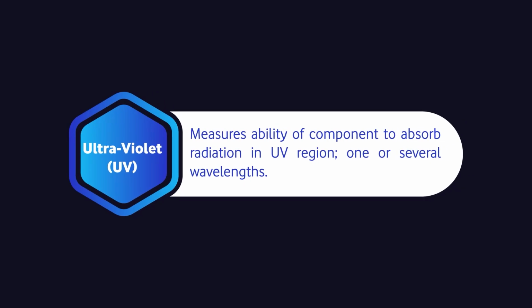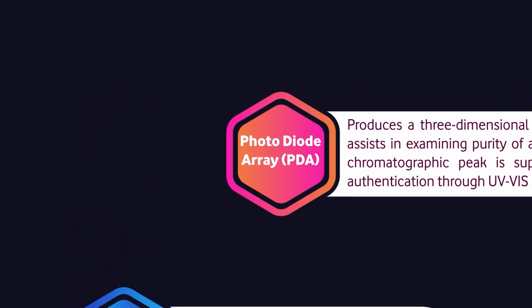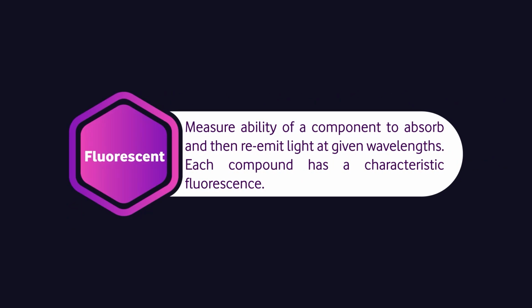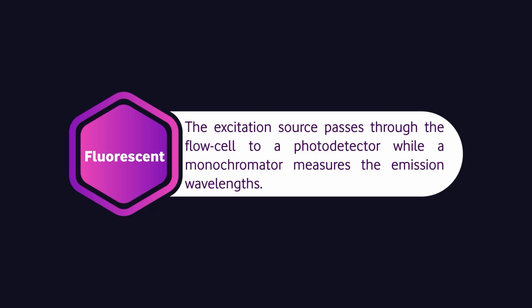We can use the ultraviolet detector, in which ultraviolet light of various wavelengths is used. We can have one fixed wavelength, lambda max, or we can have a range of it. There is also the photodiode detector, which gives a three-dimensional graph, and the fluorescent detector, which checks the difference in the fluorescent properties of the component. Each component has a fluorescent property. They may vary from each other, but each one of them has it.